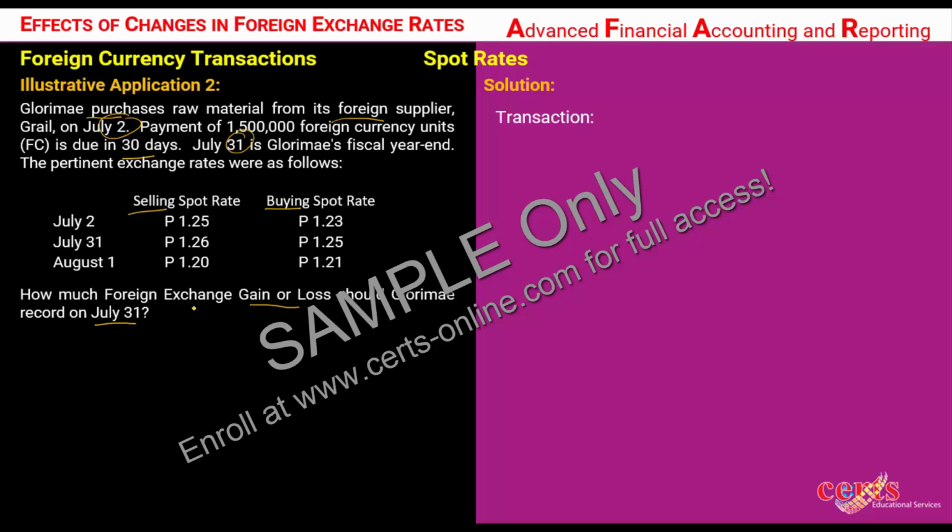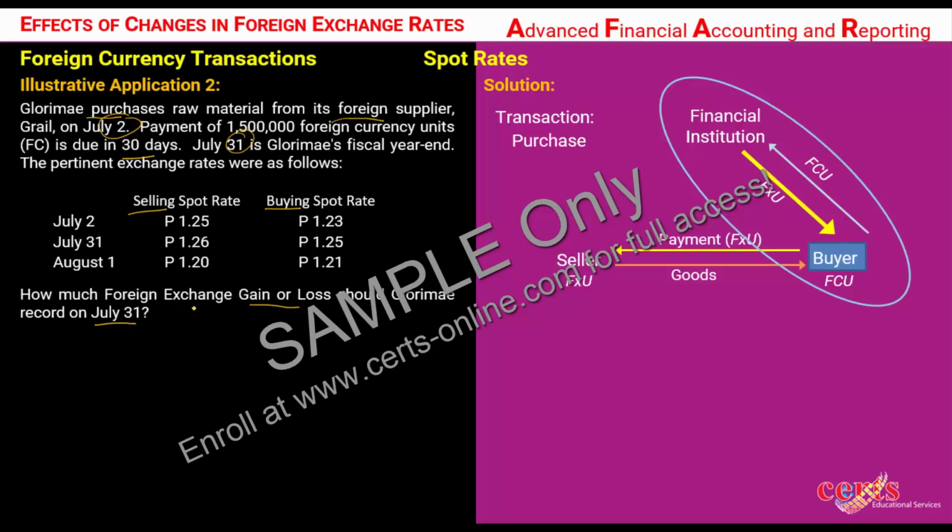The transaction is a purchase. Therefore, we must consider the perspective of the buyer. From our discussions, we have already presented an illustration pertaining to the transaction of a buyer and the seller and the participation of the financial institution. As the buyer, we receive the goods purchased and we are to make the payment in the foreign currency.